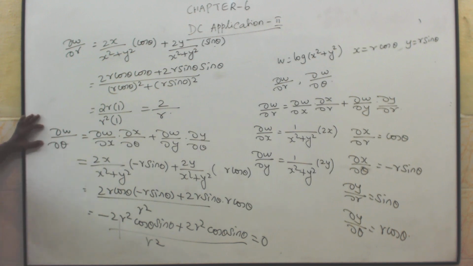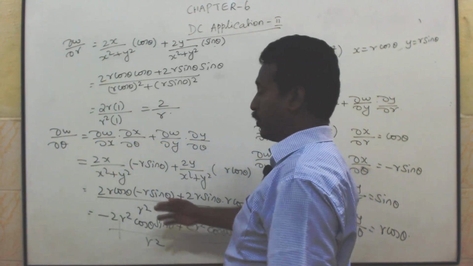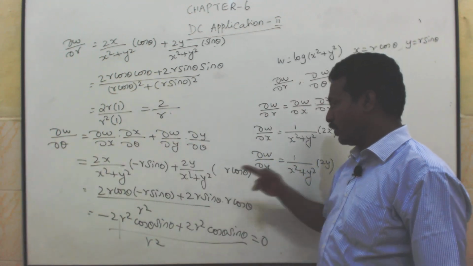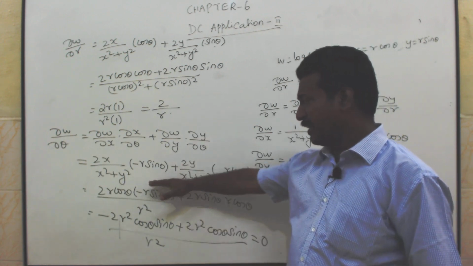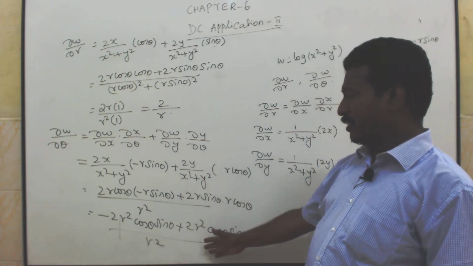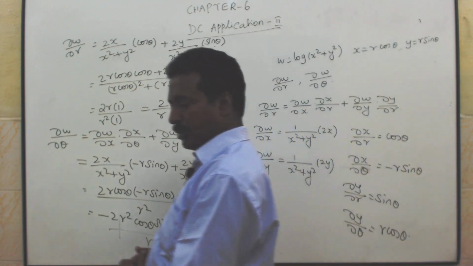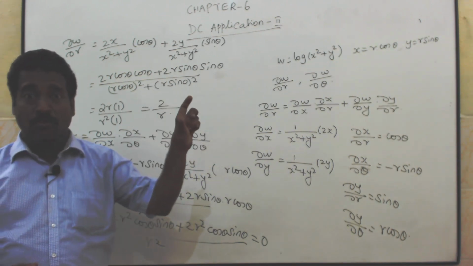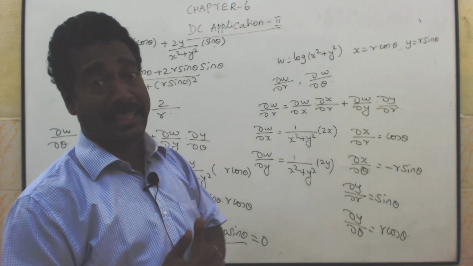∂w/∂theta is equal to ∂w/∂x into ∂x/∂theta plus ∂w/∂y into ∂y/∂theta. ∂w/∂x value is this, ∂x/∂theta, ∂w/∂y, ∂y/∂theta. Just x replaced by r cos theta. Denominator, that is r square. When we multiply, it gets this result. So plus minus becomes 0. So this is the chain rule for partial derivatives. Previously we saw the chain rule for derivatives.